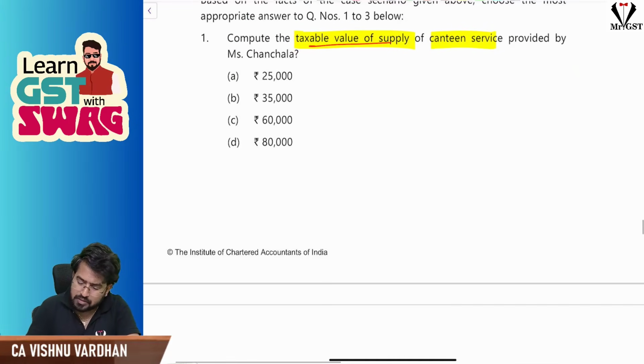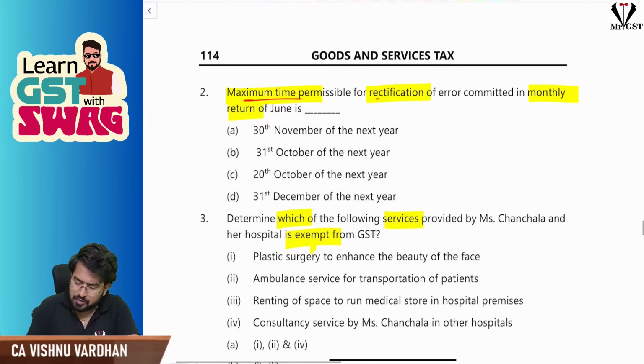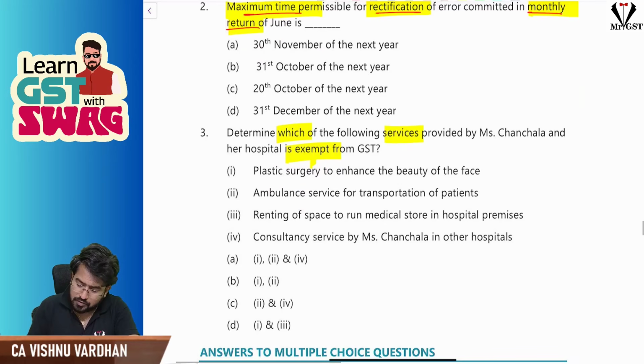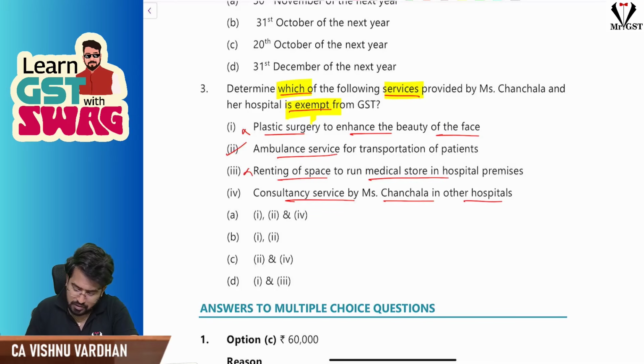Questions are: taxable value of canteen service provided by Ms. Chanchala. Maximum time permissible for rectification of errors in monthly return. Obviously, 30th November or actual date of filing annual return, whichever is earlier. Which of the following services are exempt? Without reading the case study, you can answer this. Plastic surgery to enhance beauty is taxable. Ambulance services exempt. Renting space to run a medical store taxable. Consultancy services in other hospitals exempt. So 2 and 4. Option C is the answer.